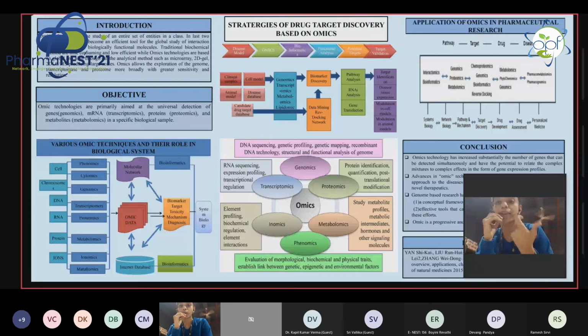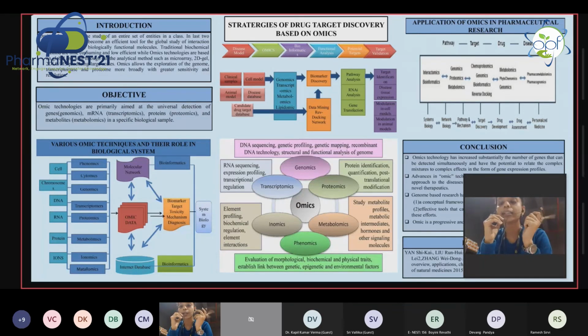The first one, genomics, is all about DNA sequencing with the structural and the functional analysis of the genome that is present in a function. The second one is transcriptomics, that is the transcriptional regulation of the mRNA. The third one is proteomics. It is about the identification, quantification, and the post-translational modification of the proteins in a sample.